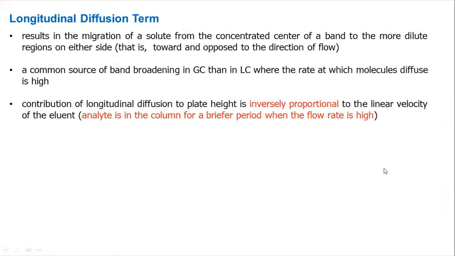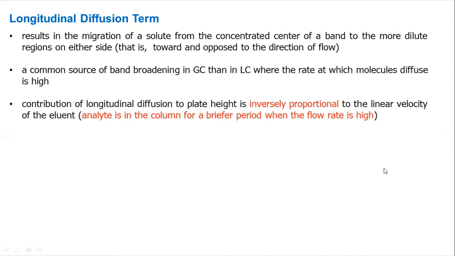Longitudinal diffusion term. This results in the migration of a solute from the concentrated center of a band to the more dilute regions on either side, that is, toward and opposed to the direction of flow. This is a common source of band broadening in gas chromatography than in liquid chromatography, where the rate at which molecules diffuse is high.